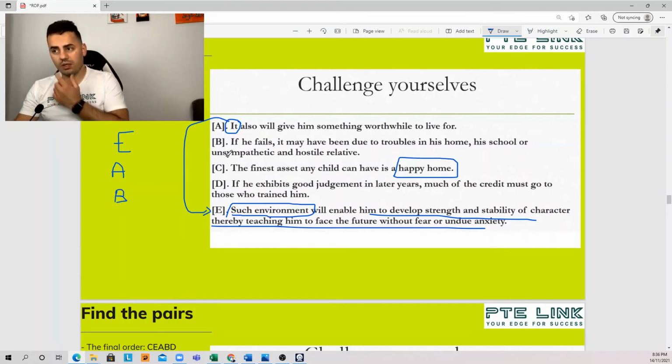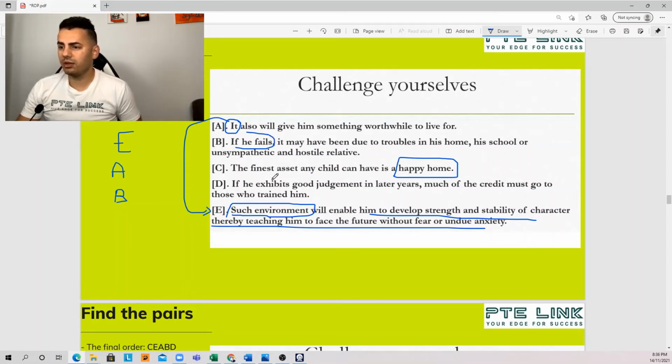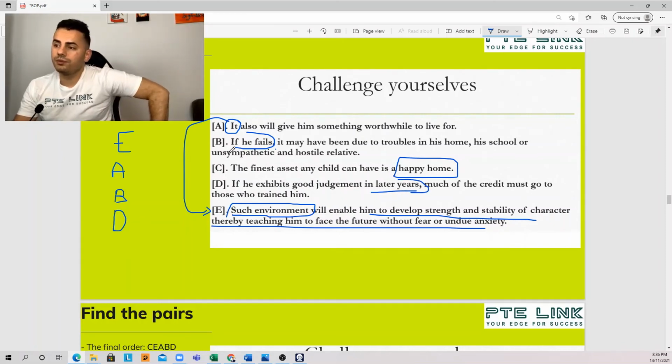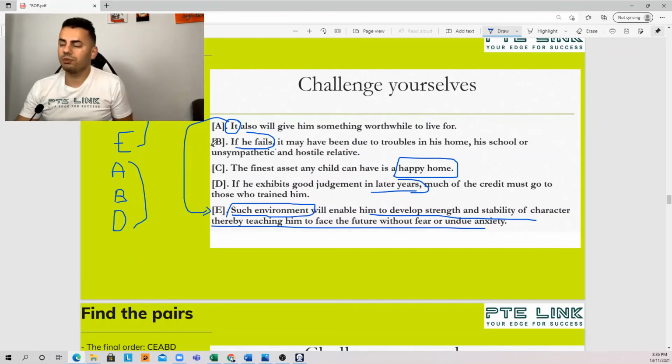Yeah? So B, if he fails, we are referring to the child. Yeah? So they're saying if he fails, it may have been due to the troubles in his home. And D comes after for the reason which is mentioned here. If he exhibits good judgment in later years, like later on, that's why D comes at the end, yeah? So we were able to get one pair using the first tip, which is the object and subject relationship. And the last two pairs were tackled by using the pronoun tip. So that's the third tip. Happy learning.